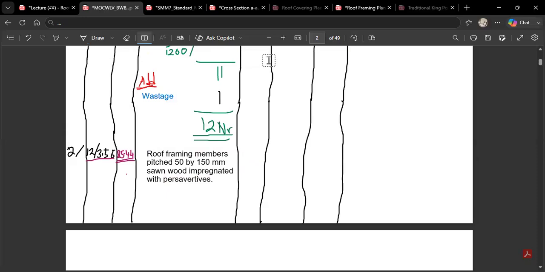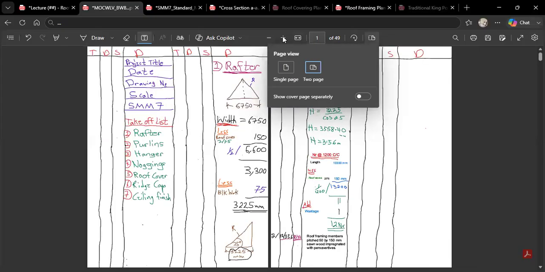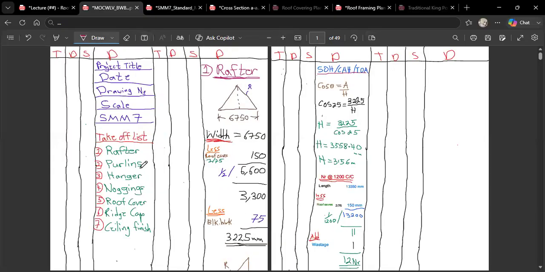So let me just use 2 screens. If you want to take screenshots, maybe you want to have a clear view of how far we have come. Yes, so that is how far we have come. So we said that the first thing I'm supposed to do, we put your project title, the date, drawing number, scale, SMM7. You come and do your takeoff list. Okay. So we are done with the rafters. The next thing we're going to do is the purlins.